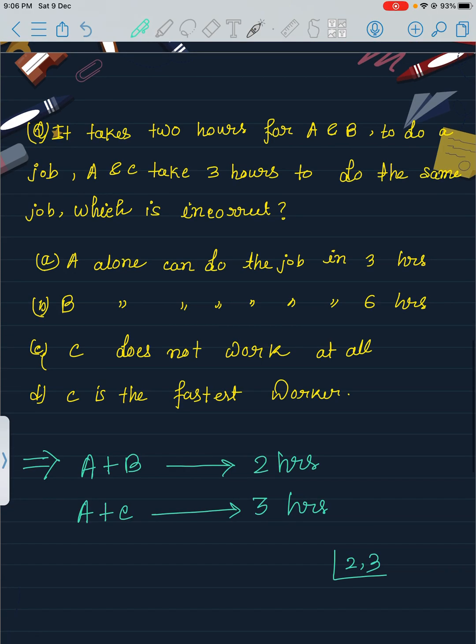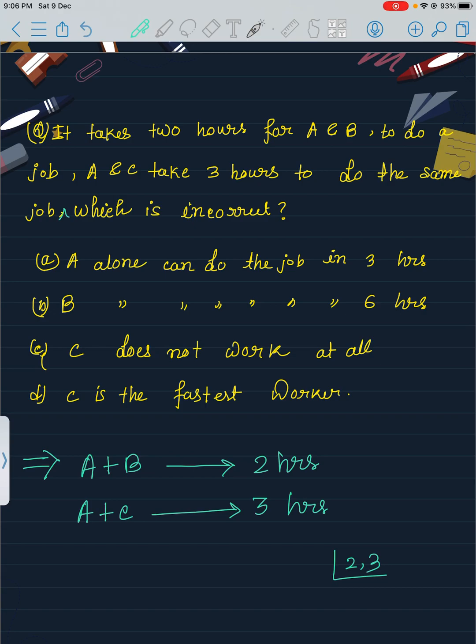The problem is not correct. Okay, let me do it correct. It takes 2 hours for A and B to do a job, and A and C take 3 hours to do the same job. B and C take 6 hours to do the same job.